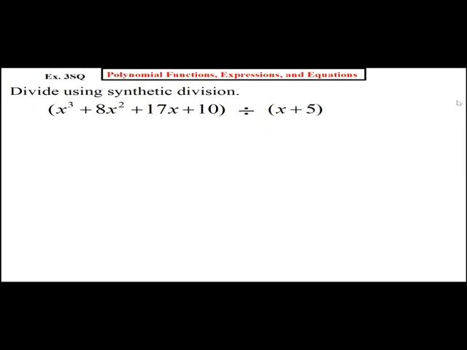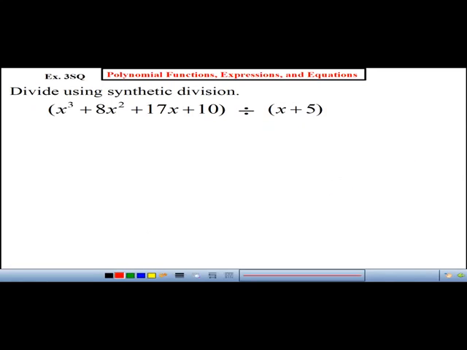All right, let's see how we did. So step 1, we check for standard form. This is 3rd degree, 2nd degree, 1st degree, 0 degree, yes. Then we use the coefficients of the dividend. So I got 1, 8, 17, and the constant, which is 10. I'm going to divide by, you should have written what? -5. Hands up if you set that up like that.